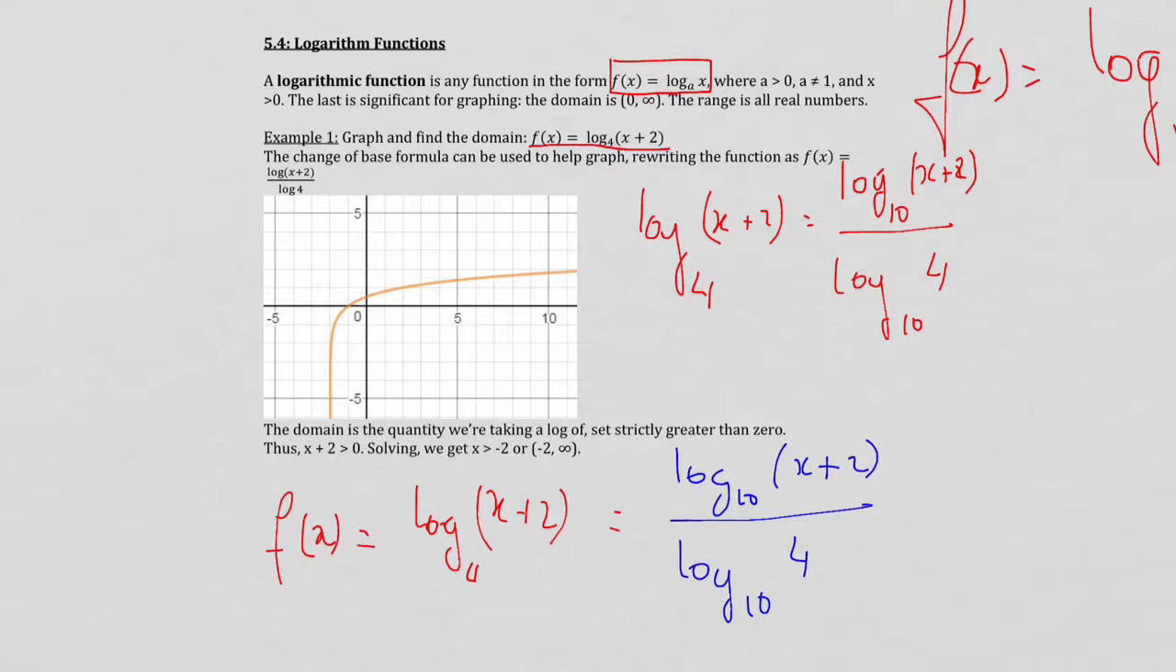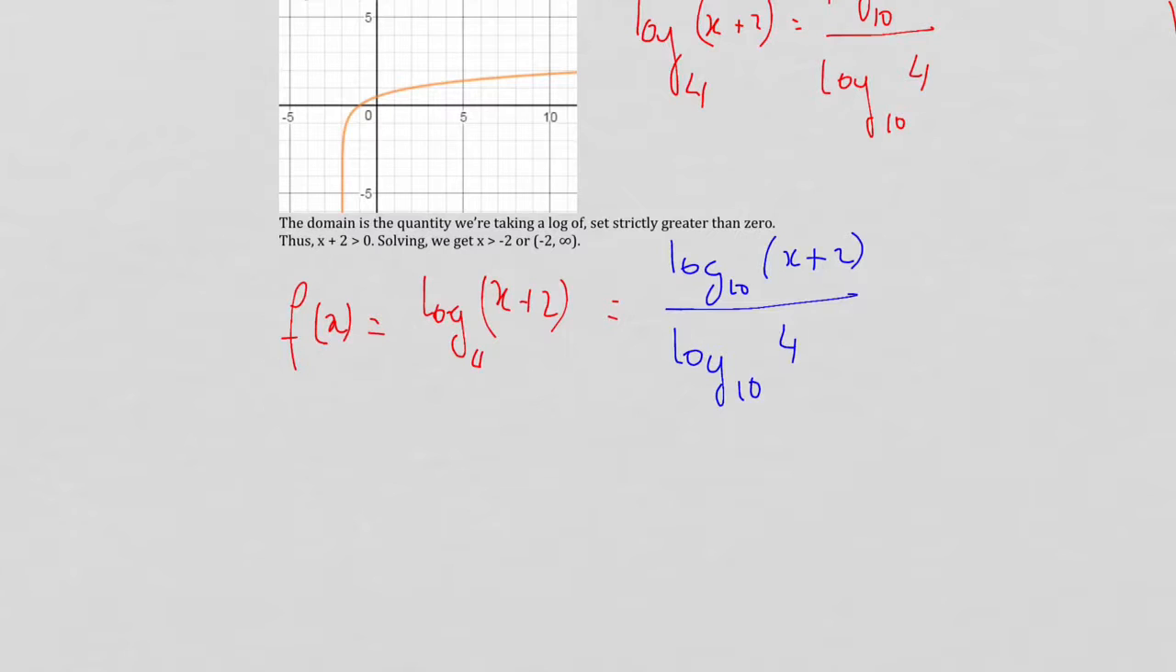And if we want to find the domain of f of x, what we want to do is focus on the fact that in the log base 10 of x plus 2, x plus 2 has to be greater than 0. We know that for a fact. I would like to remind you that we just said that x has to be greater than 0. So in that case, x plus 2 has to be greater than 0. And if I solve that inequality, that means x has to be greater than negative 2.